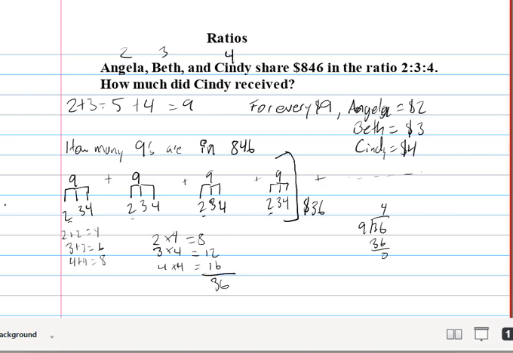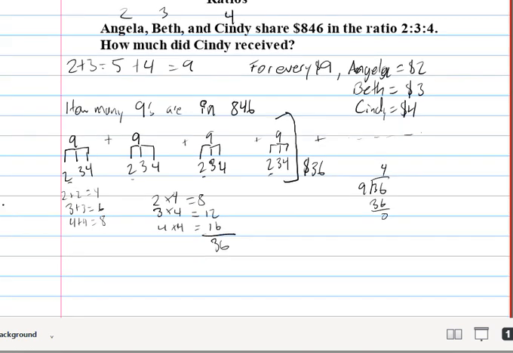So with the same process, we need to figure out how many nines are in 846 to find our answer now, right? How many times can 9 go into 846? Or how many groups of 9, right? 9 going into 8? No, that can't happen, right? So 9 can't go into 8.